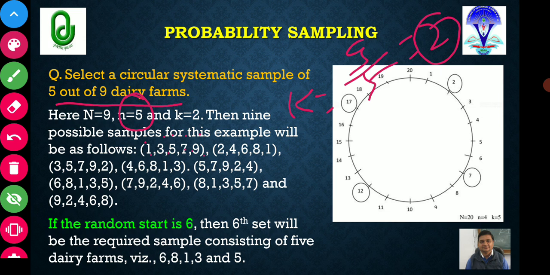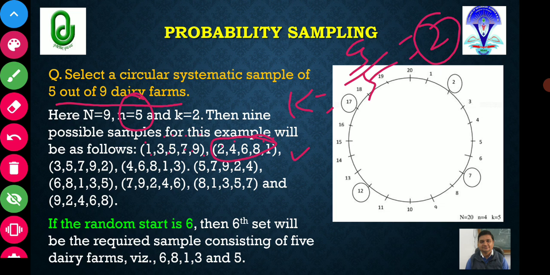Suppose I am starting from the second element. So 2 plus k, where k is equal to 2: 2 plus 2 is 4, 6, 8 and 10. Because we don't have a 10th, we will go for 1 first. So this is the sample size. This is the sample that we have obtained. We have completed 5 dairy farm samples.